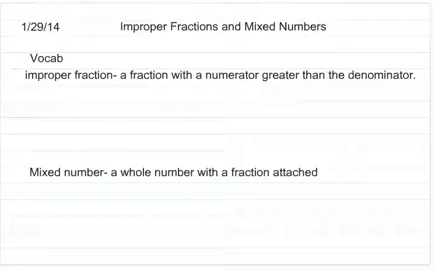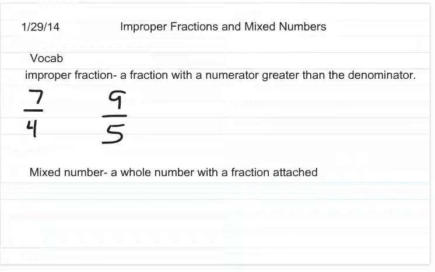Now again, this is going to go a little bit quicker so the video seems shorter. You're going to need to pause it to copy these things down. So vocabulary is going to be your improper fraction is a fraction with a numerator greater than the denominator. And what that means is that it's going to look a little bit something like 7/4 or 9/5 or 16/3. Right? In every one of those examples, the numerator is greater than the denominator.